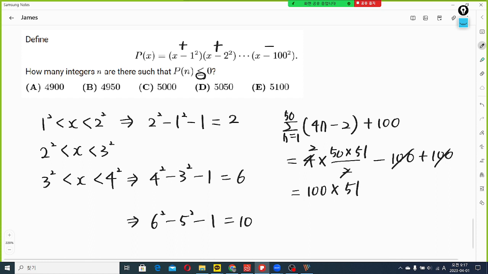So from the options, which one is the answer? Can you find the option? Yes, E. Now 5100 is the answer.